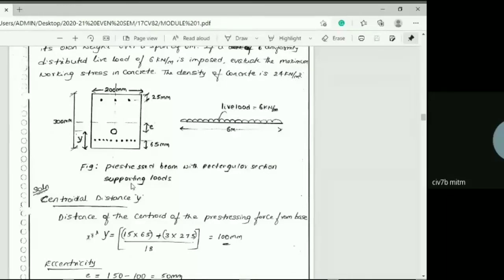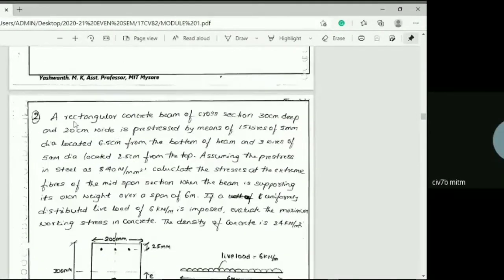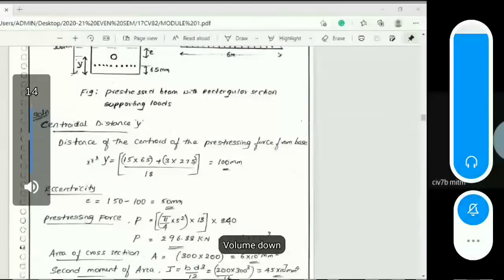So with this background, let us calculate. Please note down, I need to calculate the stresses for this PSC section at midspan. And this is a purely rectangular section. Please note down, it is a rectangular section. So now let me go ahead.